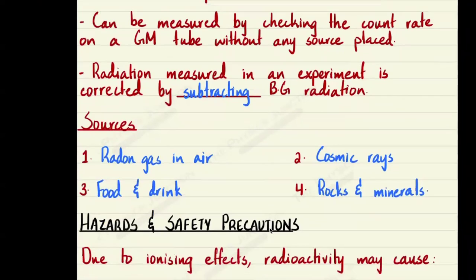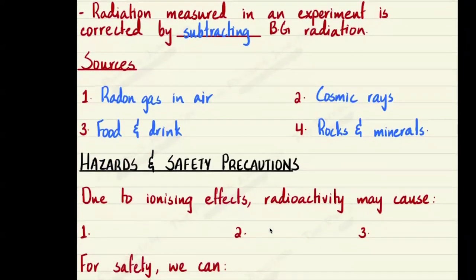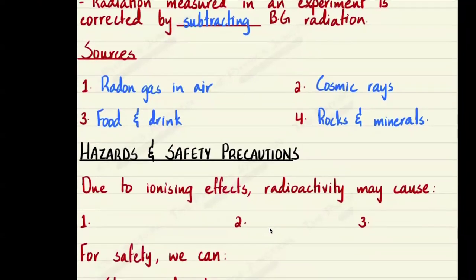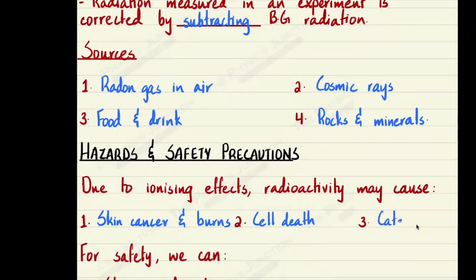Now regarding radiation, because of the ionizing effects, radioactivity may cause some of these issues. For example, skin cancer is a very common hazard of radioactivity. This can be caused by the ionizing effect. This also leads to burns. Skin cancer and burns are basically the same thing for your paper. Apart from this, it also causes cell death or cell mutation, which also eventually leads to cancer. And it causes cataracts in the eye as well, which eventually do lead to blindness.